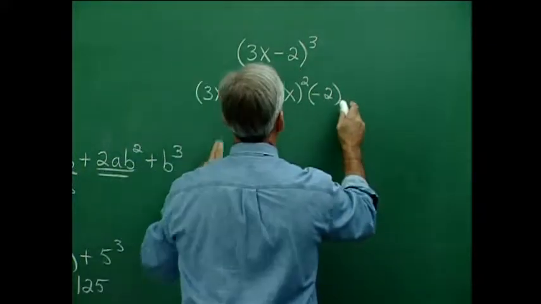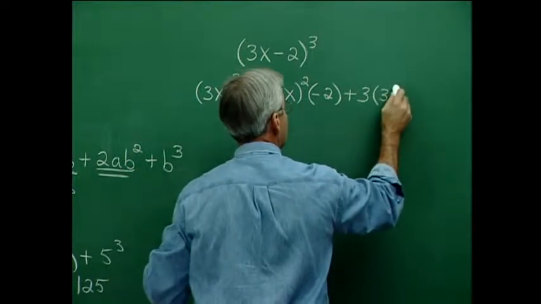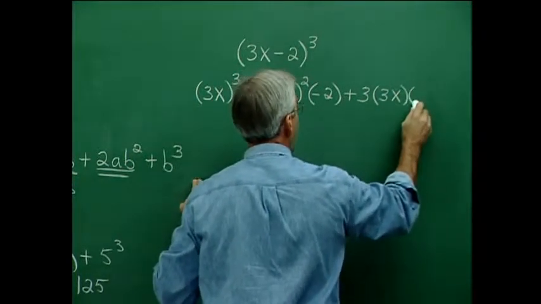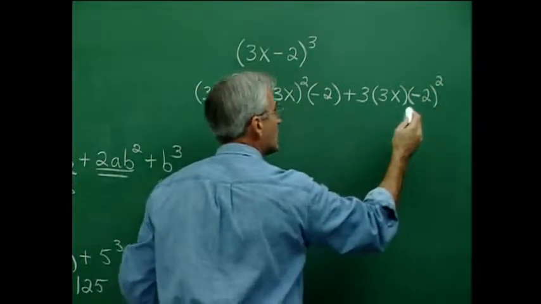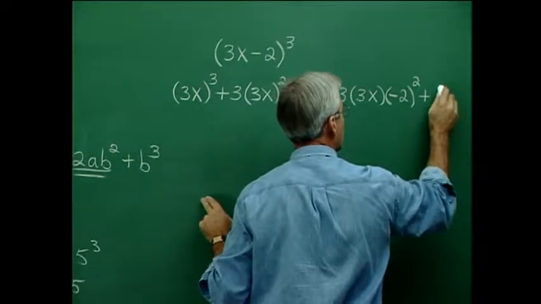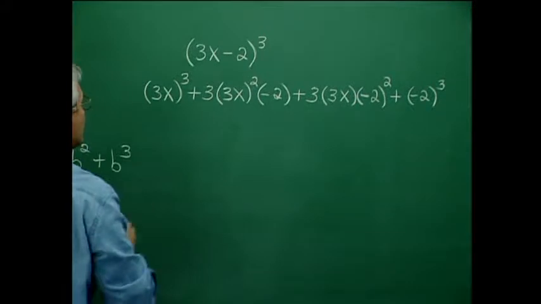All right, then in the next one we have this naturally occurring 3, and then we have 3x, the first term, to the first degree, and then our second term squared. And then our last term is the second term cubed.